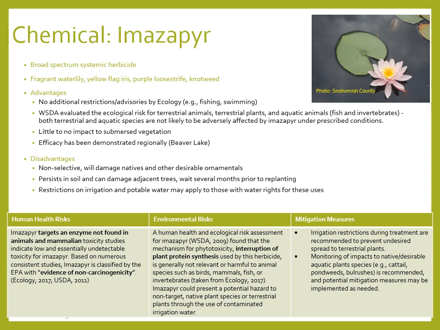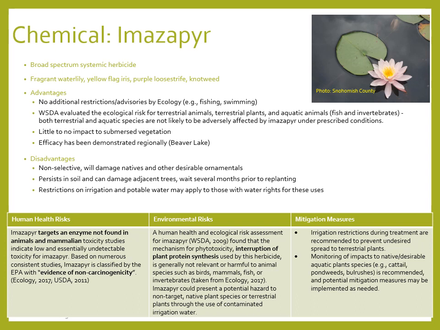Some of the disadvantages of imazapyr is, as I mentioned, it's non-selective, so it will damage native plants and other desirable ornamentals. Imazapyr can persist in the soil and damage adjacent trees, so you have to wait several months before you do any replanting. There are restrictions on irrigation and potable water that may apply to folks around the lake who may have those water rights for those uses.